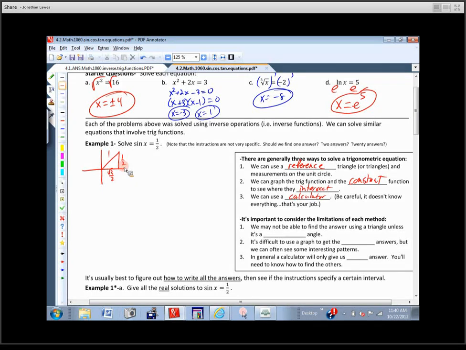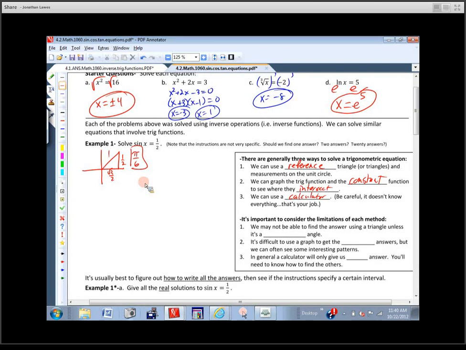It's 30 degrees. That's the small side on the 30-60-90. Let's answer in radians just for the heck of it, okay? It didn't specify. So this answer right here is pi/6. Is that the only answer? It's not the only answer.